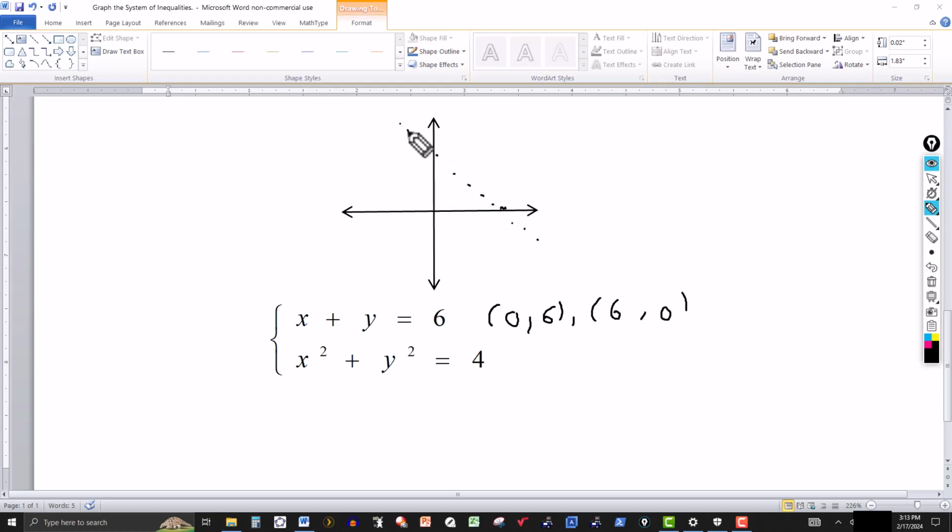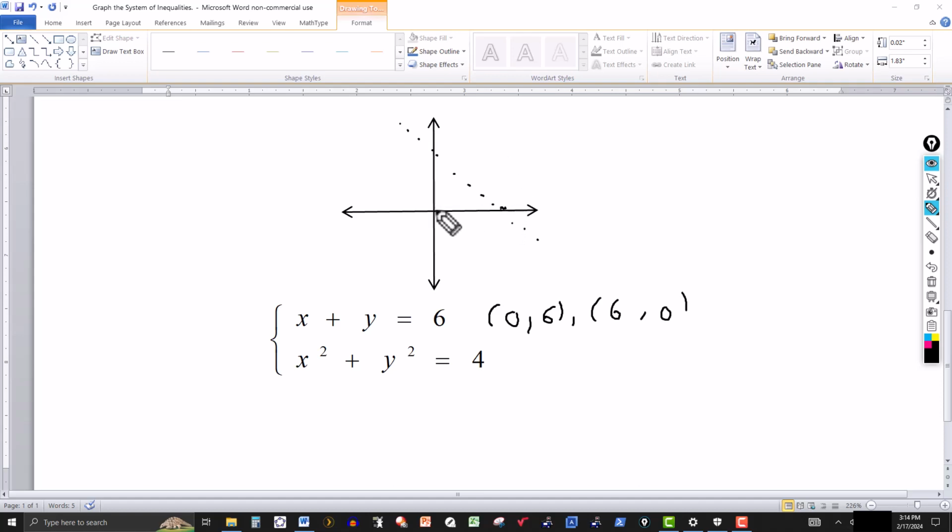Notice I drew the line as a broken, or dashed, line because the first inequality didn't have the equals. It was just less than. So if we were just doing the first one, we would shade either everything above the line or everything below the line. A couple of ways we could do that. I always like to pick a test point. You can pick any point that doesn't lie on the line.